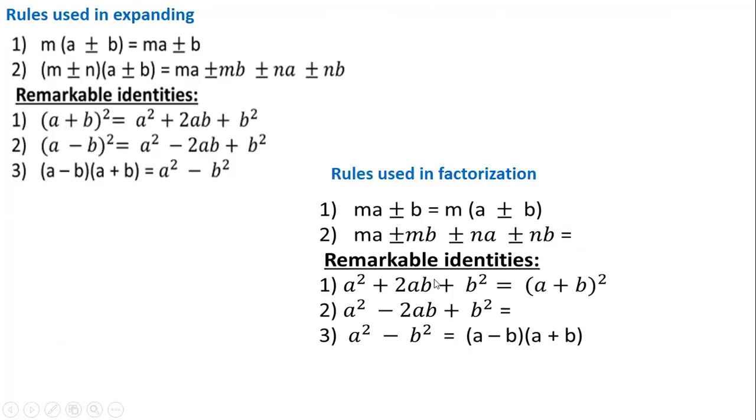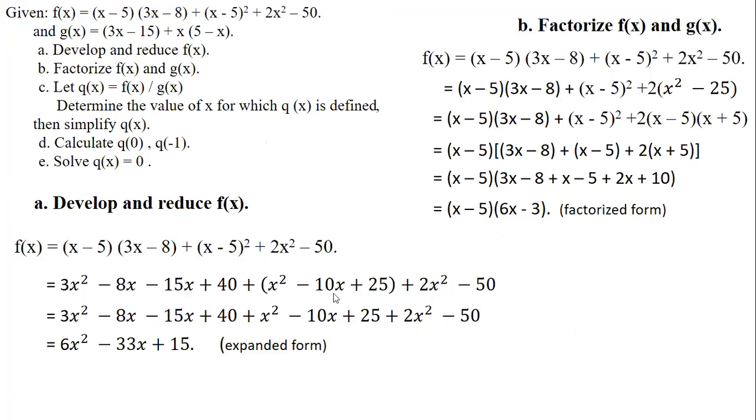Using remarkable identities, of course, we have a plus b all of it squared, and we have a minus b all of it squared. We have a minus b into a plus b. So these are the rules.